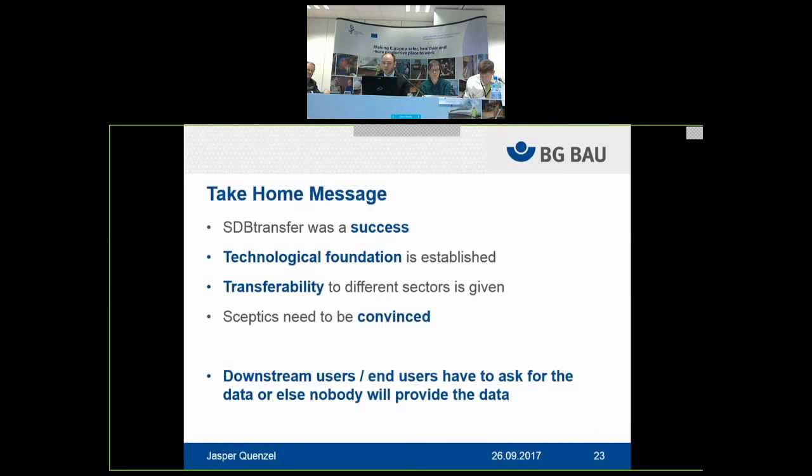And last but not least, and this might be my most important point, the downstream users and end users will have to ask for the data, or else nobody will provide the data. This addresses the last point from the slide before. And that's it. Thanks a lot.